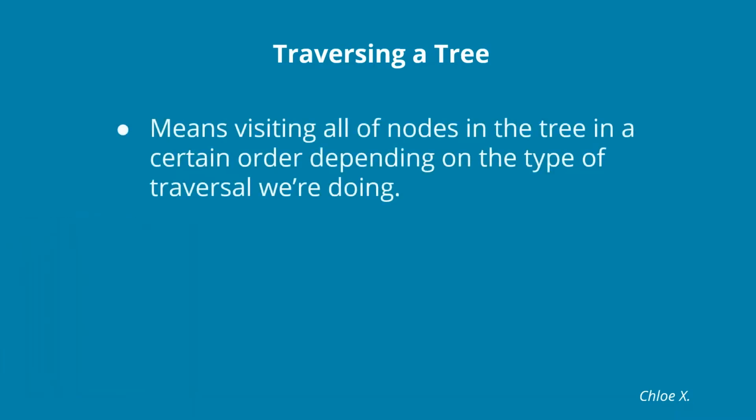Traversing a tree means visiting all of the nodes in a tree in a particular order depending on the type of traversal we're doing. So in today's video we're going to talk about three of the main traversals: preorder, inorder, and postorder traversal. The main difference between these three algorithms is when we visit the root/current node. So to see what I mean, let's look at one of the algorithms.